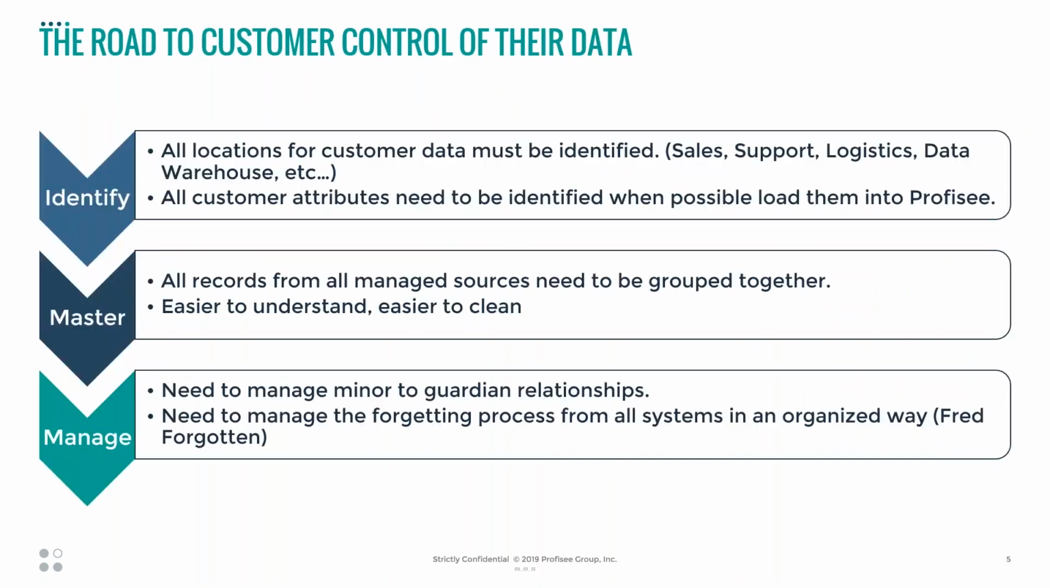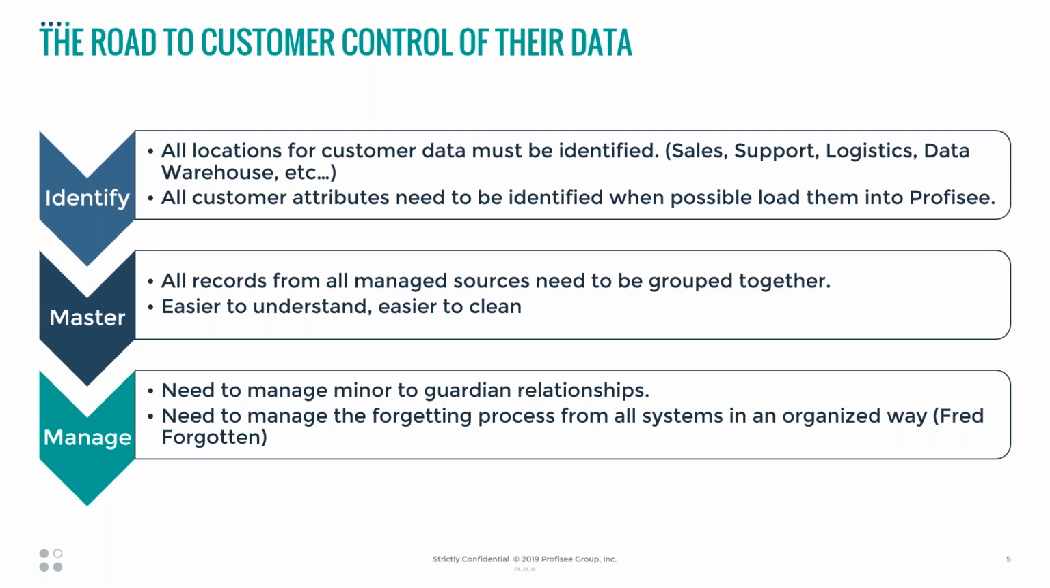So let's get a little bit deeper into each of these things and talk through them. The first step to control their data is to identify the location. So this is all the locations where the customer data must be identified, right? And this is really a process step. We can help a little bit with this, but for the most part, each customer is going to have to figure this out on their own.